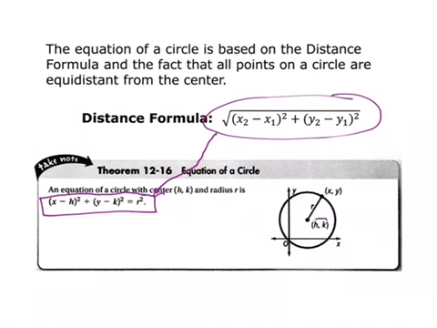And keep in mind that the h and k represent the coordinate of your center, and r is the length of your radius. And in this case, x and y will remain as your variables, but essentially could be any of the endpoints on the circle itself.